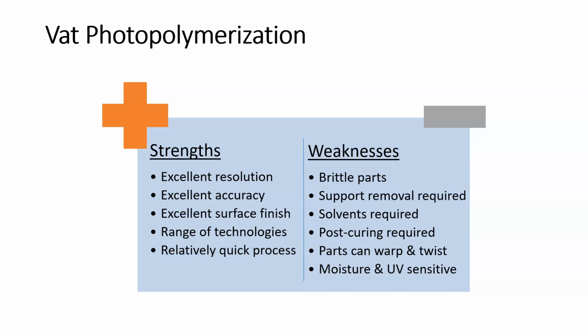Some of the weaknesses for vat photopolymerization are that it can have very brittle parts. Now they're working on this. This is kind of more of a material problem than it is a process problem, but it does have some brittle parts. There are, however, some materials and some processes that have really fixed this problem.